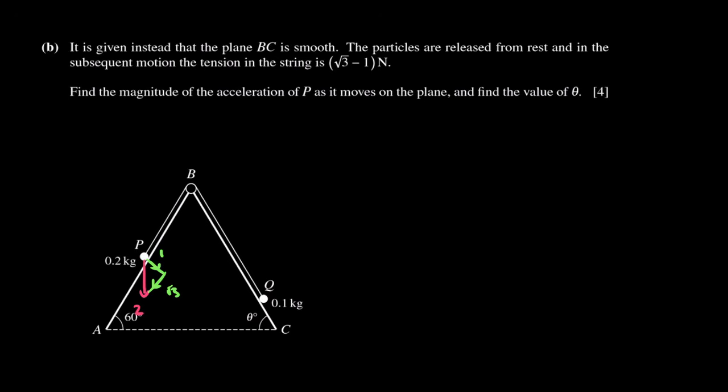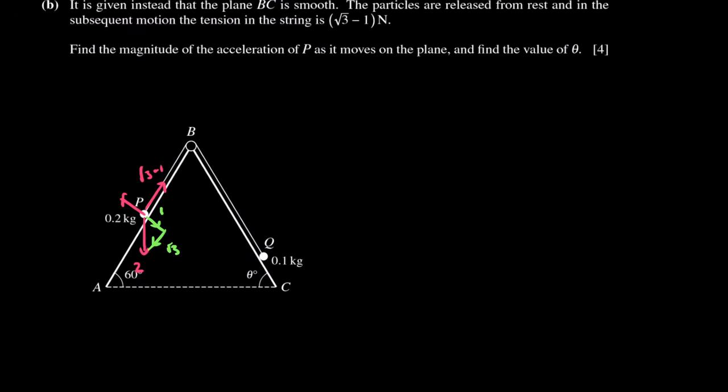We've got the normal reaction force, okay, that's not interested in it really. And we've got the tension. The tension here is root 3 minus 1. So I think it's helpful to draw that on. Same thing now with Q. We've got the weight acting down, which is 1 Newton. And we've got the components acting parallel and perpendicular.